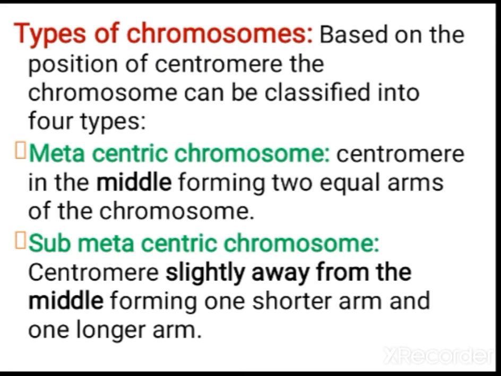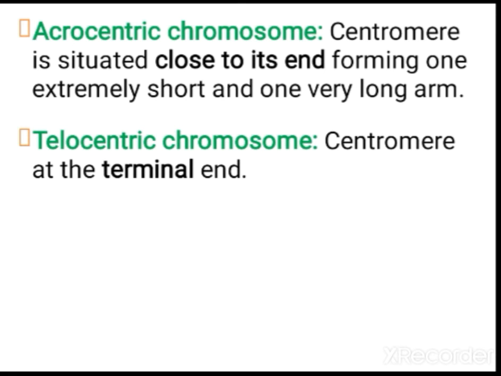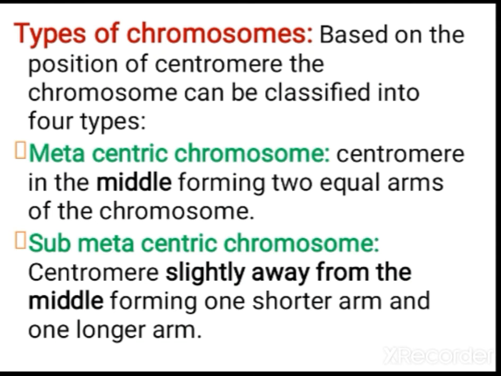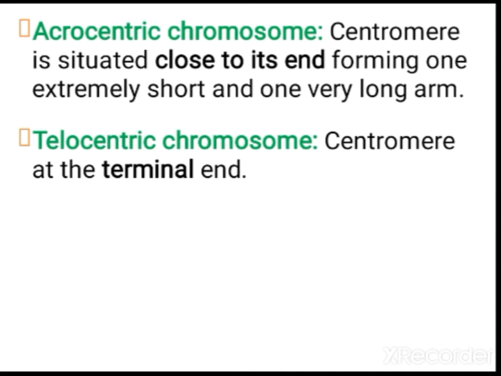Let us see the types of chromosomes. Based on the position of the centromere, chromosomes can be classified into 4 types: metacentric chromosome, submetacentric chromosome, acrocentric chromosome and telocentric chromosome. Let us see one by one. First is the metacentric chromosome, where the centromere is seen in the middle. In the submetacentric chromosome, the centromere is away from the middle. In the acrocentric chromosome, the centromere is situated close to its end. In the telocentric chromosome, the centromere is at the terminal end.